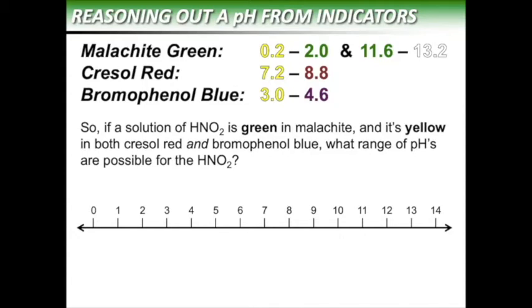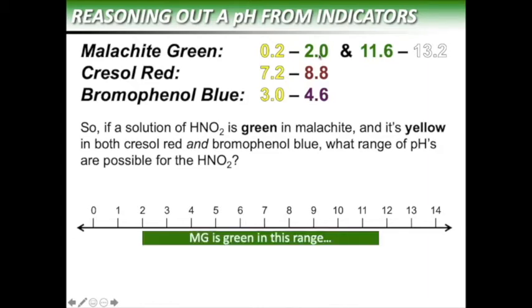All right, we'll start with malachite green. When malachite green is green, that means that it's undergone this first color change, so it's at least 2, and it hasn't hit its second color change yet, so it's below 11.6. Now, if it was in a color change region, I'd expect to hear yellow-green or very light green. I'm just getting green, so that tells me it's in the middle of these. And so malachite green tells me that the pH of my HNO2 is definitely somewhere in here. Not terribly useful by itself yet, but let's go ahead and keep going.